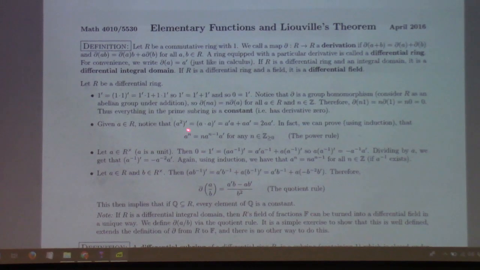Also, now what's he doing now? He's basically getting a sort of chain rule. Well, in fact, he's building the power rule. So if we have a to the n, you know what? There's a typo here. That's supposed to be a^n prime.